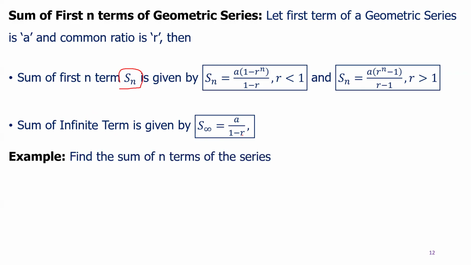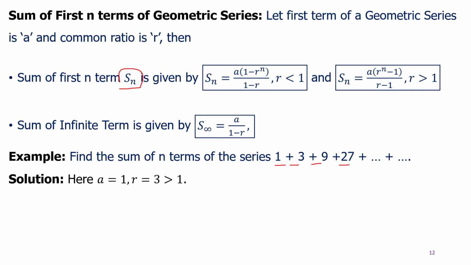Let us take one example. Find the sum of n terms of the series. Now we have a geometric series 1 plus 3 plus 9 plus 27. We have to find out the sum of n terms of this series. Here A is equal to 1, R is equal to 3, right? How to get it? 3 by 1, 9 by 3, 27 by 9. So 3 upon 1 is 3, 9 upon 3 is 3, 27 upon 9 is 3.